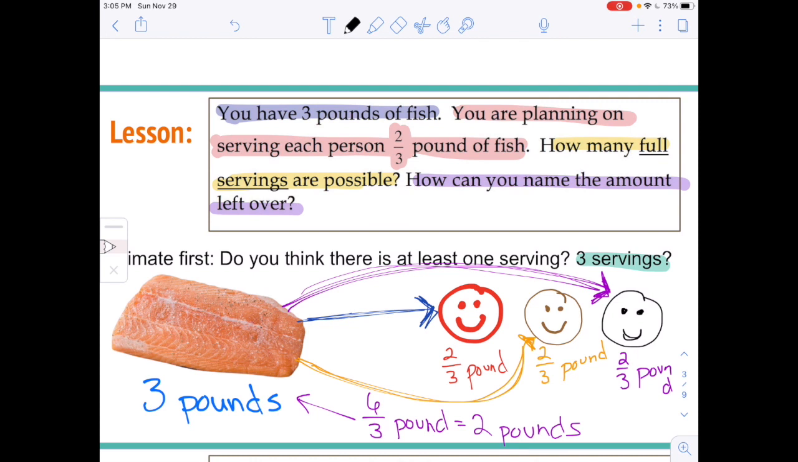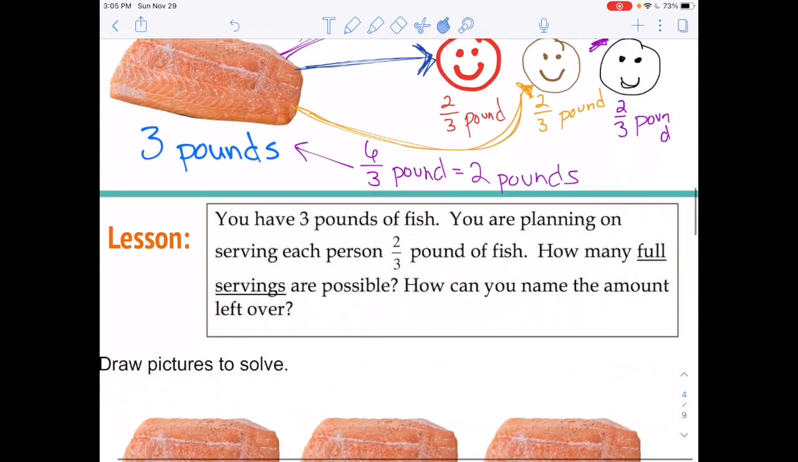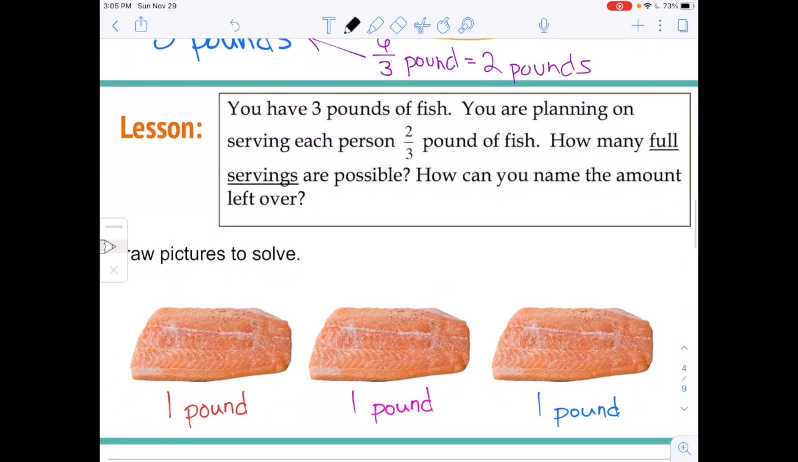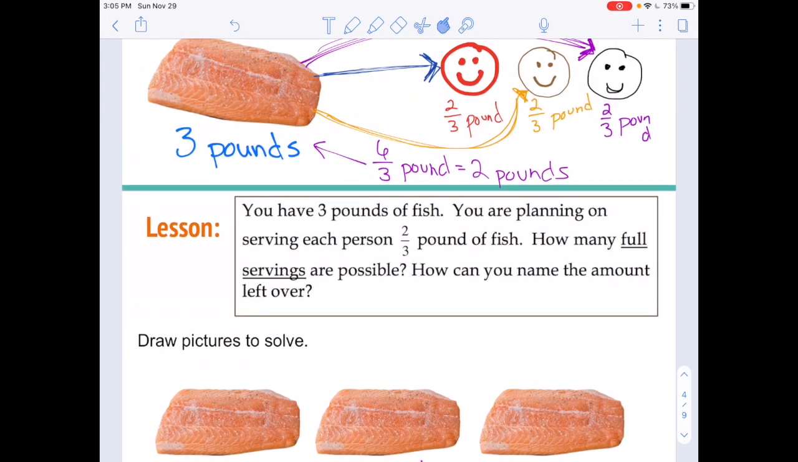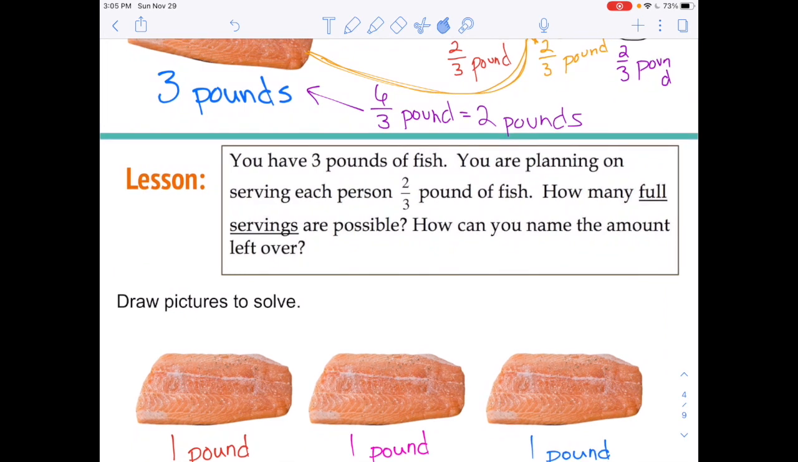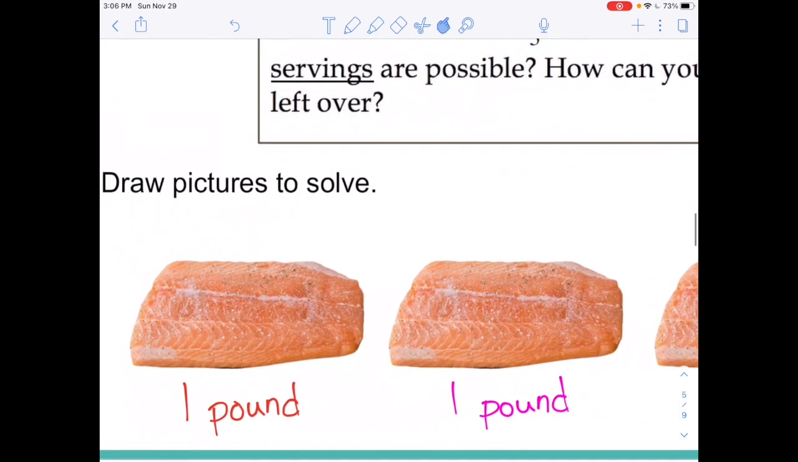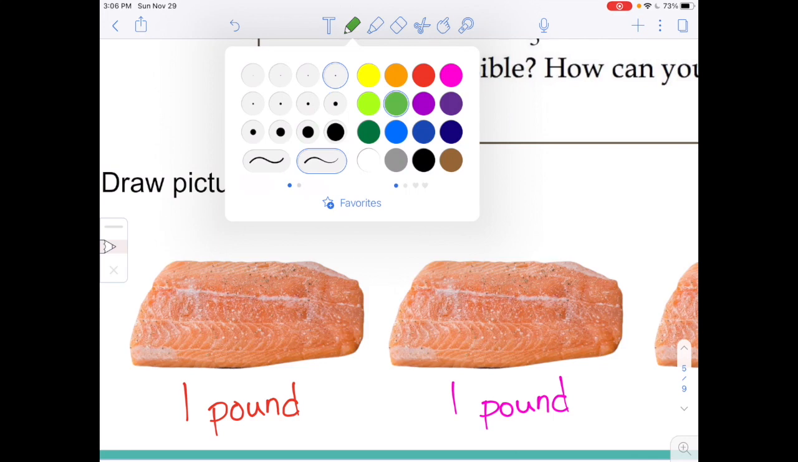All right, we're actually going to solve this problem now, and it's going to look a little like what I've been drawing out. But instead of having one big chunk of fish that's 3 pounds, I'm going to break that into 3 pictures of a pound, right? So you can still see down here all together, this is still 3 pounds. 1 pound plus 1 pound plus 1 pound equals 3 pounds. So that first person from up above, the red smiley face person, got 2/3 of a pound. So I'm going to draw this, try and make them as equal as I can. Let's use black.